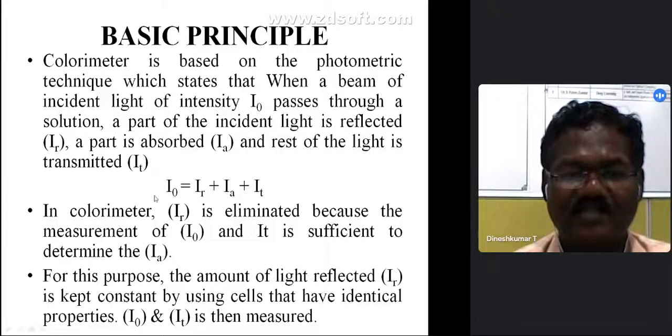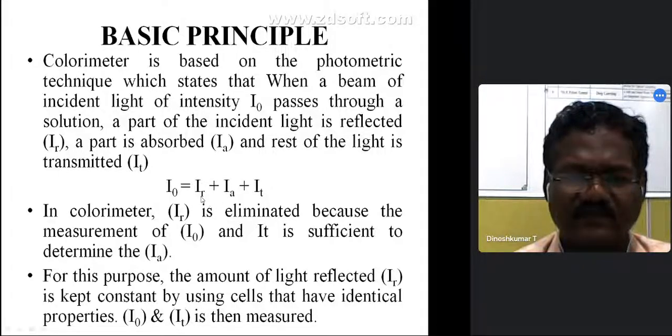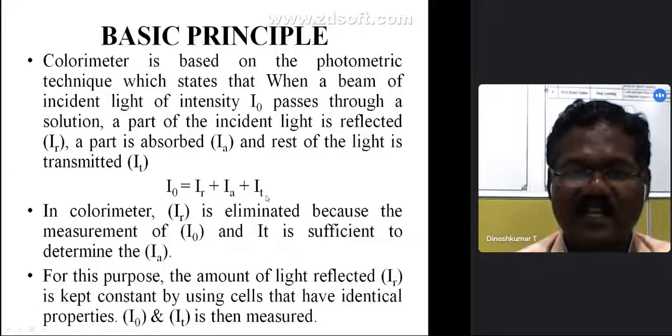T is for transmitted. So if you want to calculate the light intensity, I naught is the light intensity, and the other intensities are IR, meaning reflected light, IA, absorbed light, and IT, transmitted light intensity. When we add these three terms, reflected, absorbed and transmitted, we get the basic incident light intensity.